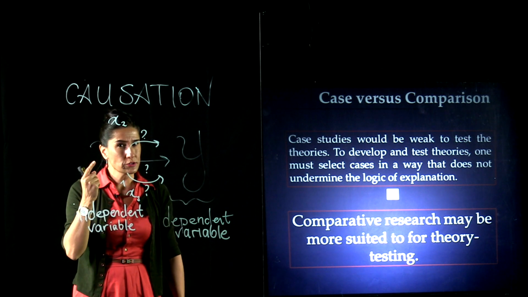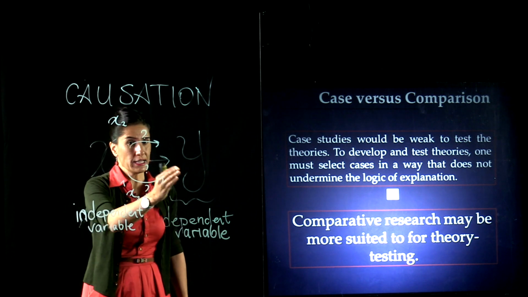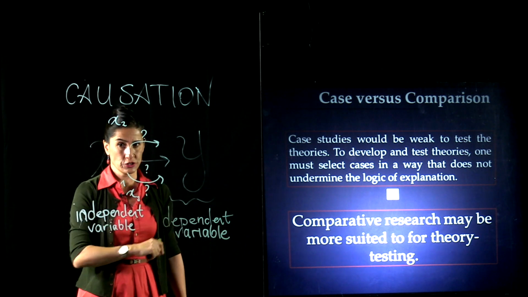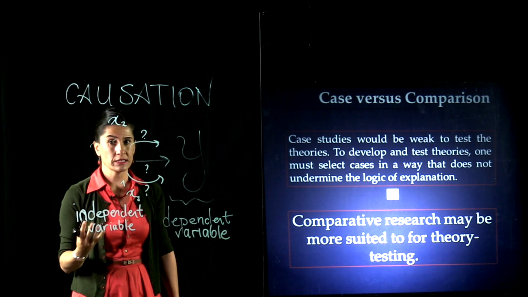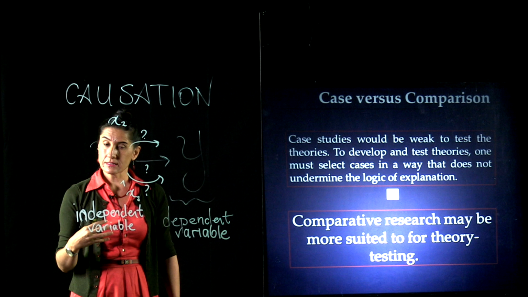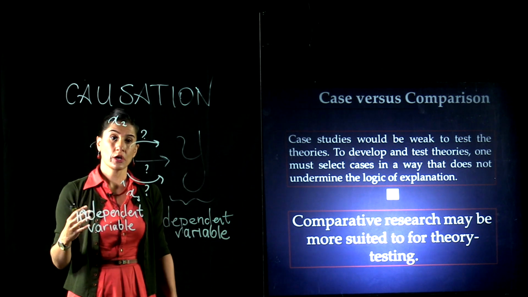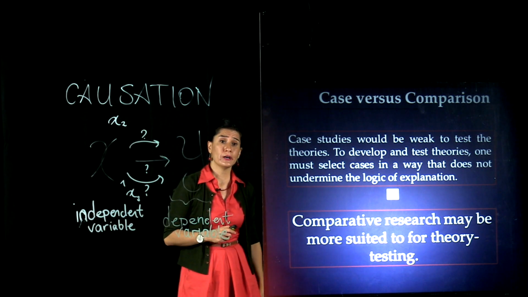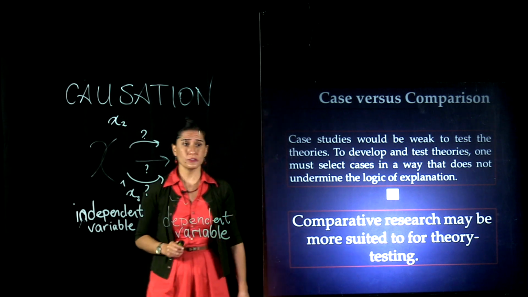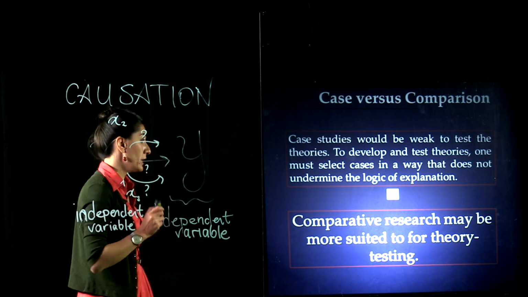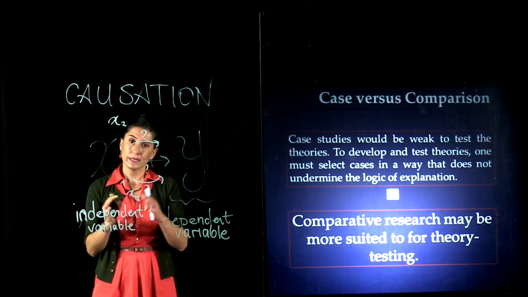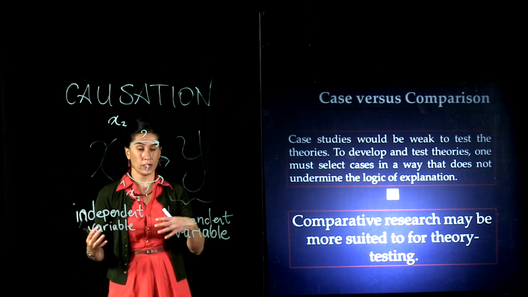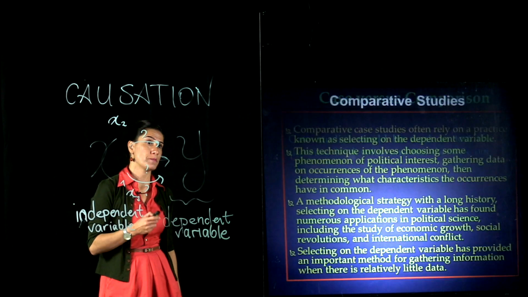So how are we going to make sense of this relationship if we don't compare different instances of this relationship where X and Y are causally related? In that sense, comparisons have been used to test these causal relations. So comparative research may be more suited for theory testing. This is usually a commonly agreed understanding about comparative studies.